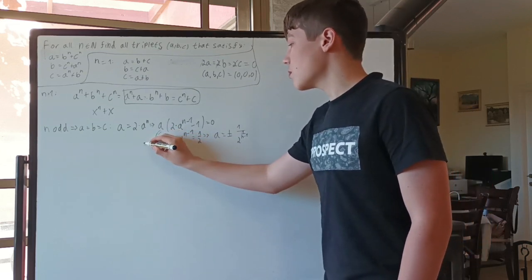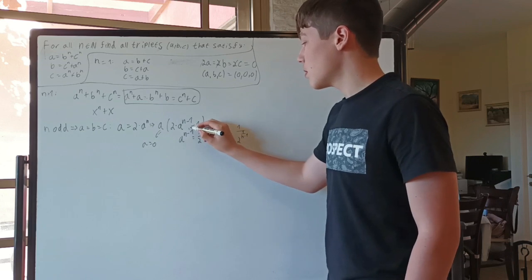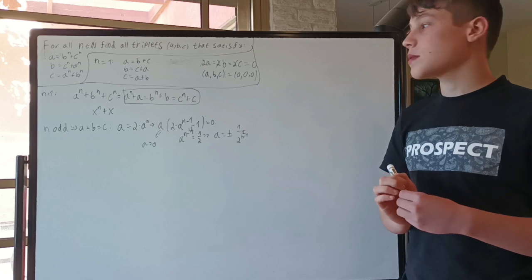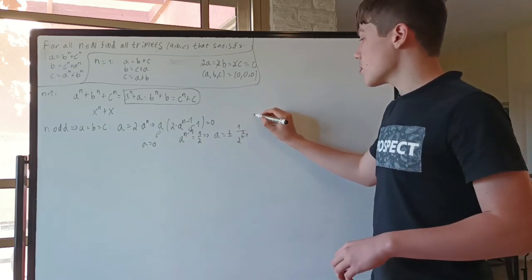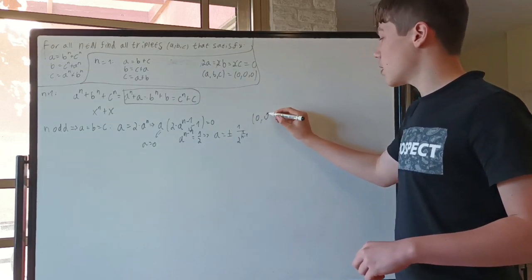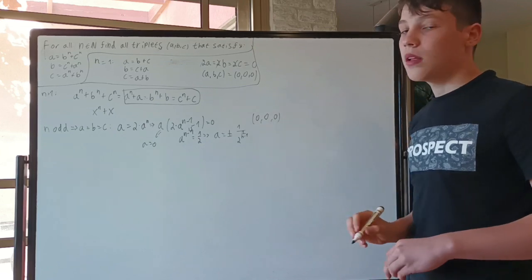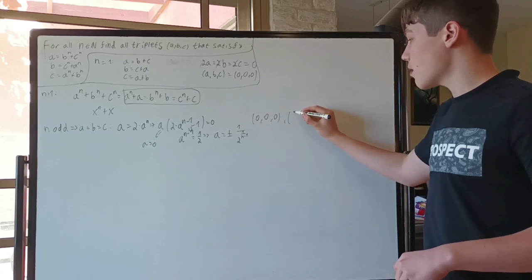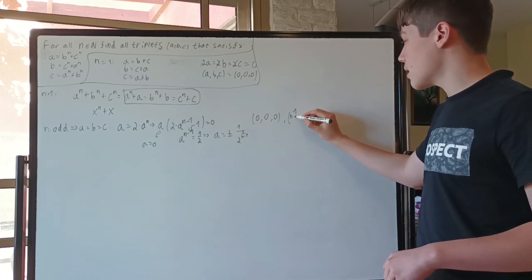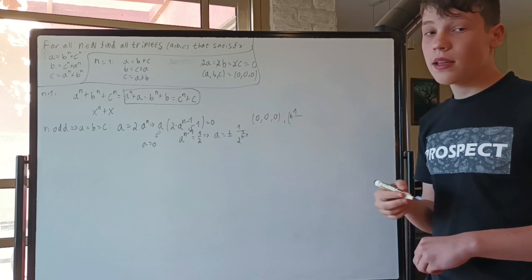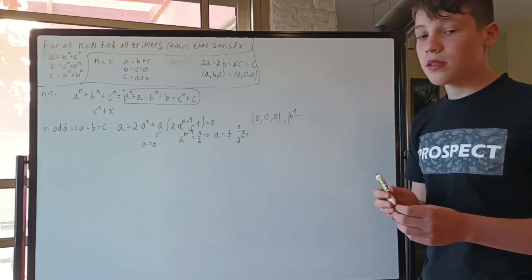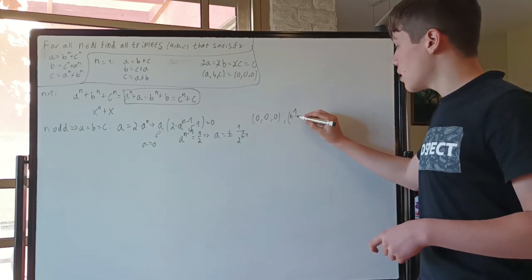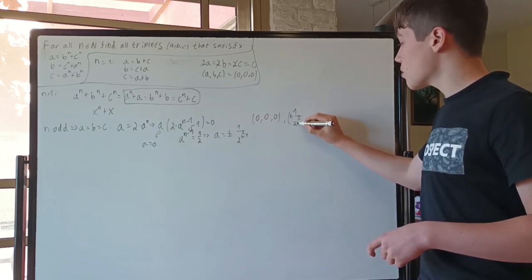So this leads to a is equal to 0. This leads to a is plus or minus 1 over 2 to the 1 over n minus 1. So for this case, we have the trivial part where 0, 0, 0. The next one is when they're all plus or minus, and keep in mind it's the same plus or minus. So all of them are either all plus or all minus 2 to the 1 over n minus 1.